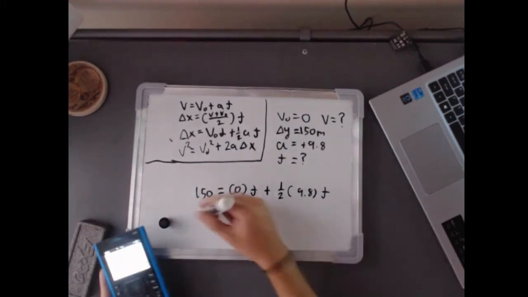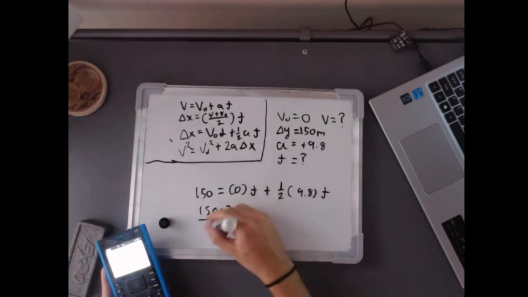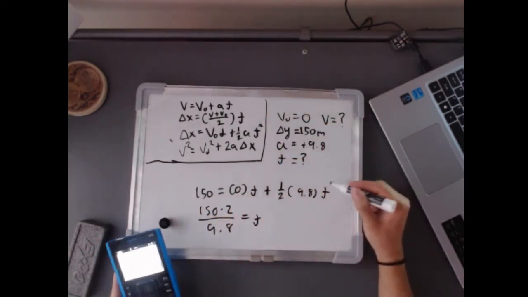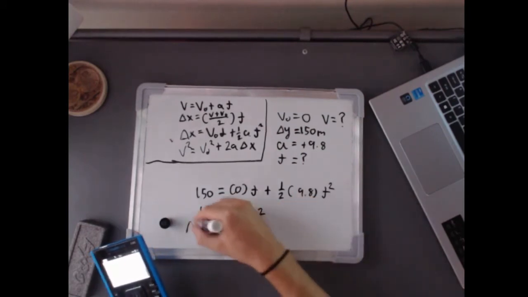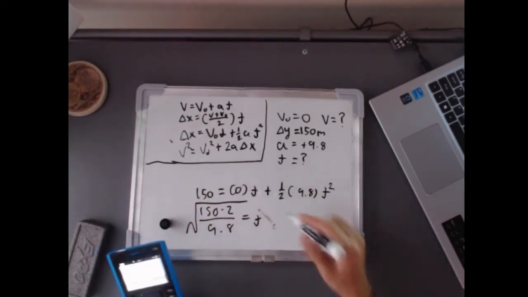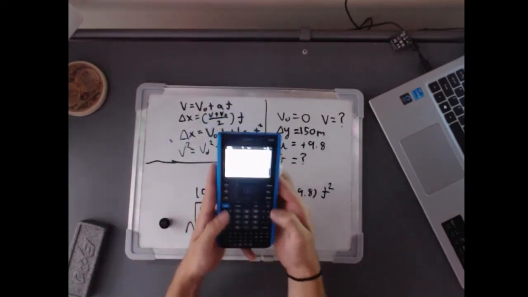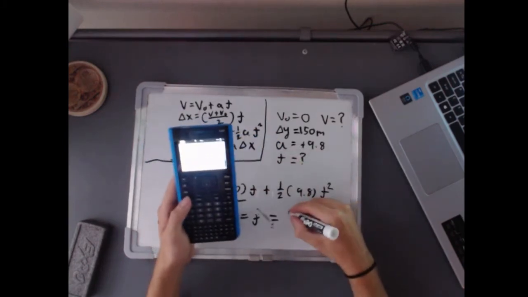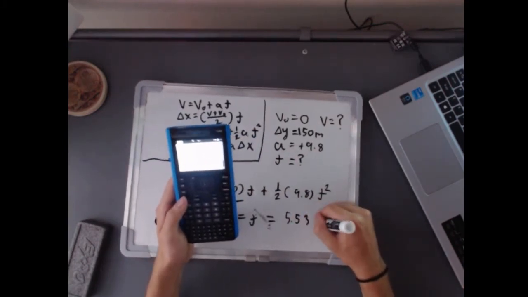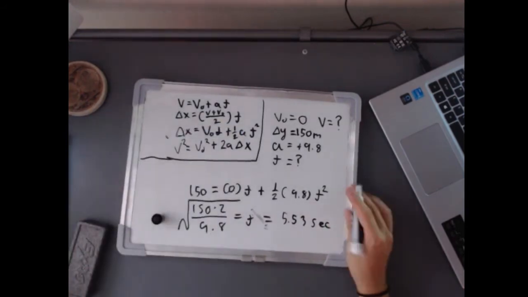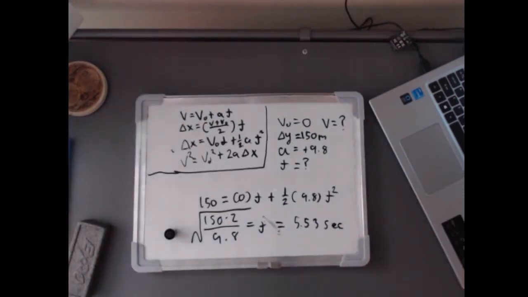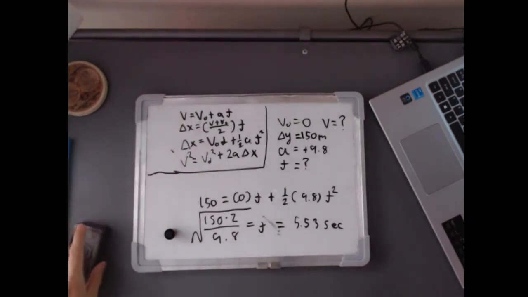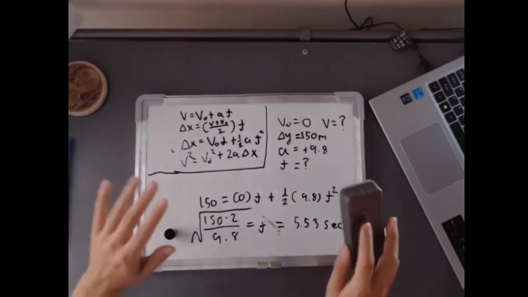So rearranging the equation, 150 times 2 divided by 9.8 is going to equal t squared. Almost forgot about that square. So take the square root. That'll give you t. Plug that into your calculator and you get t is equal to 5.53 seconds. So that's the first answer for one-dimensional motion. You should try to do the second one. Really easy. Just use another one of these kinematic equations, maybe two, and it'll all work out perfectly.